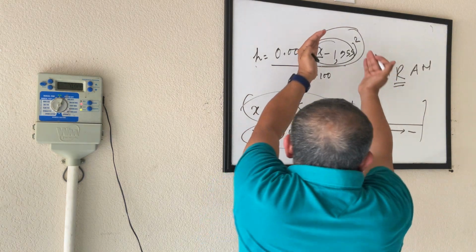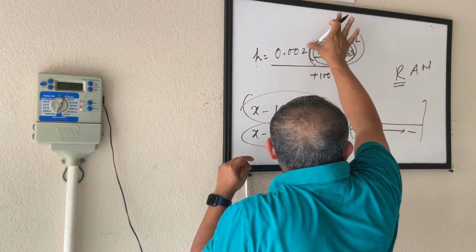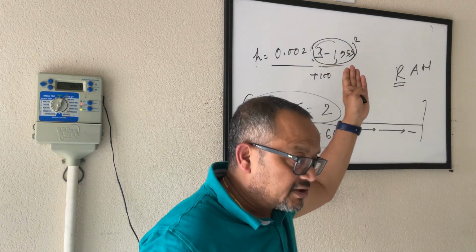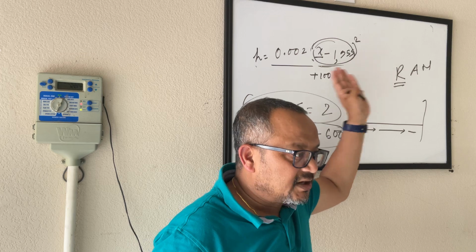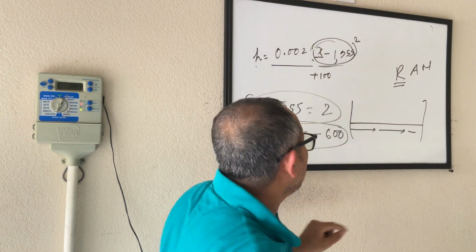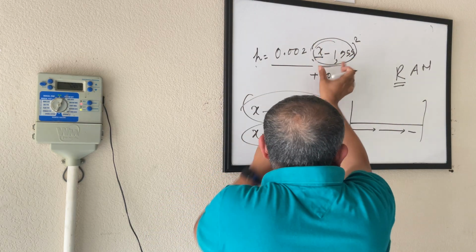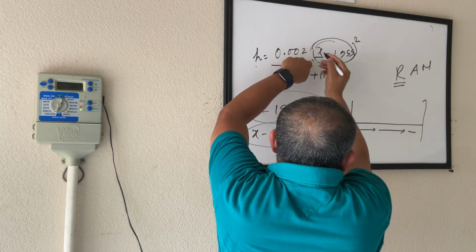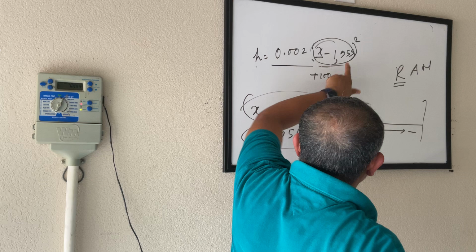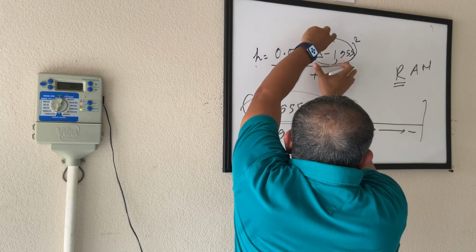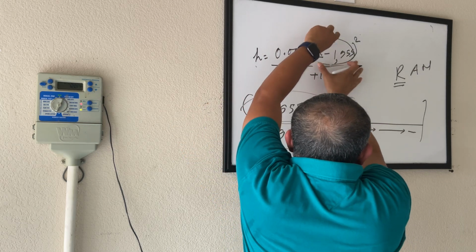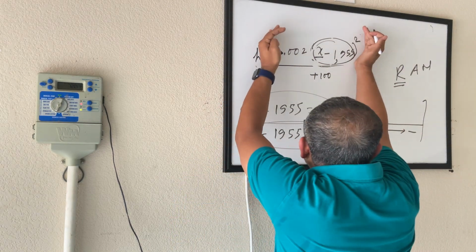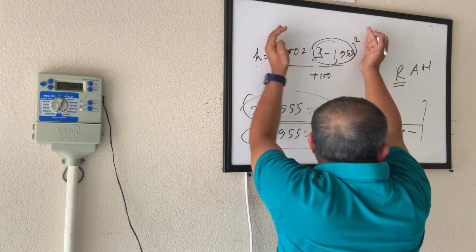What I'm saying is this whole term, x minus 1955 that you see, is the biggest contributor, the only variable element of this whole calculation. This only is going to change, meaning when x increases, this difference increases. Even if x is 0, this whole value is going to be negative, but the square of a negative is always positive. So that means my first term of this equation is never going to be negative.